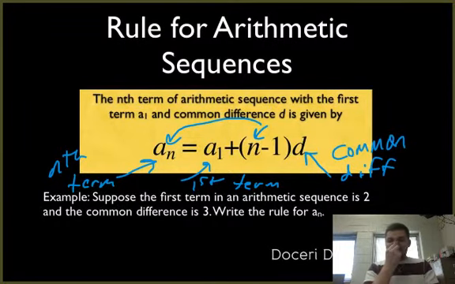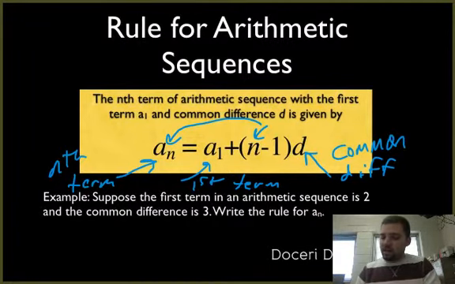All right? So, for example, suppose the first term in an arithmetic sequence is 2, and the common difference is 3. What's the rule for a sub n? Well, before, we may have had trouble with this because we would have maybe been able to write out some terms and do some guess and check. But now I can just plug it into my formula. I need two things to write a rule for an arithmetic sequence. I need the common difference and I need the first term. If I have those two things, I can write an arithmetic sequence.